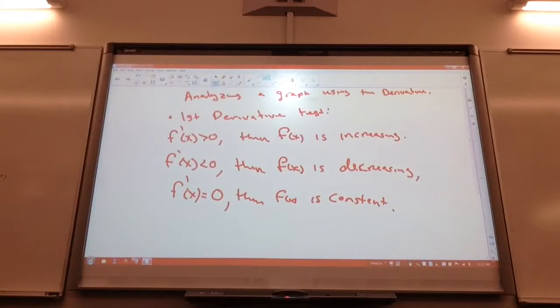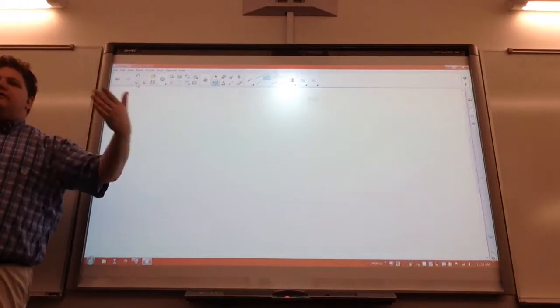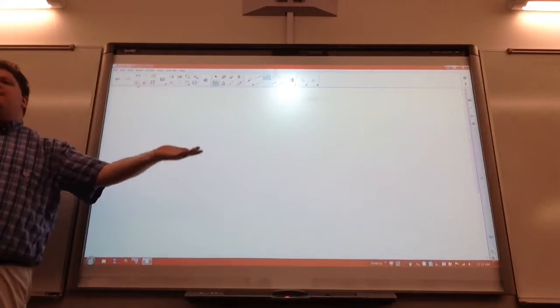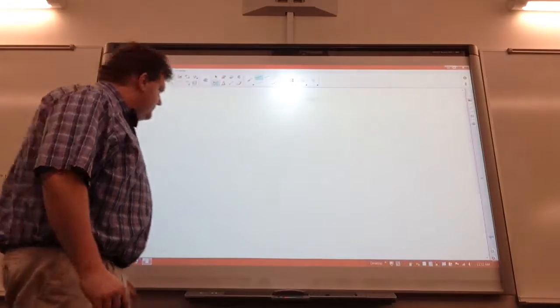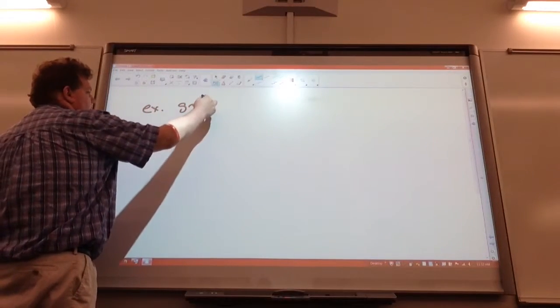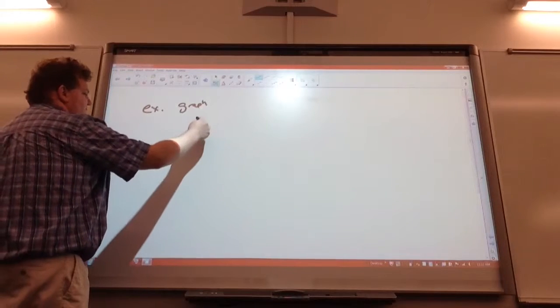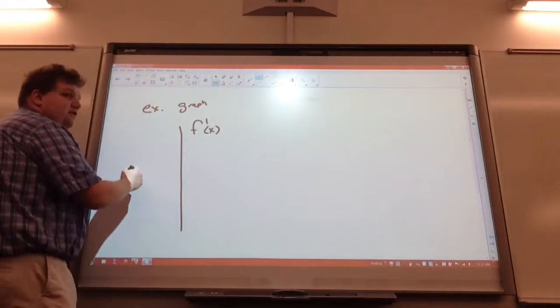If we looked at a graph of something, I could from that graph tell what the derivative should look like, or what the original function should look like. So an example of that might be, example graph. If the following graph is f prime of x, so this is a graph of the derivative.